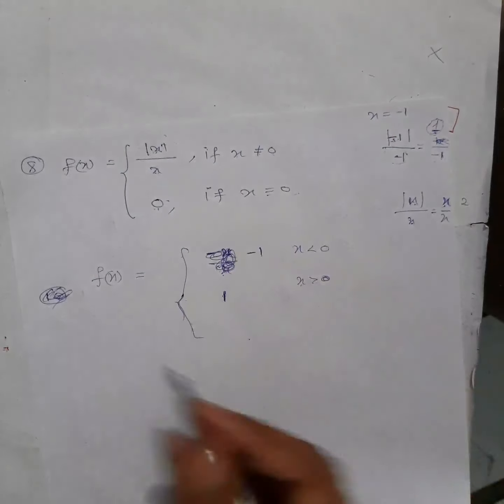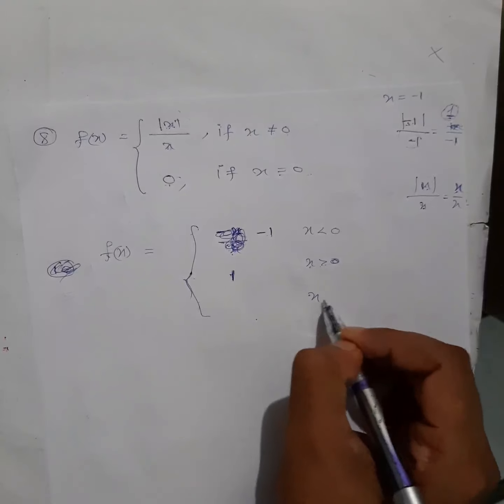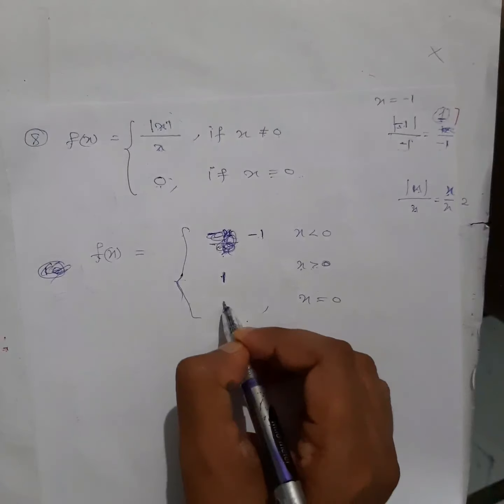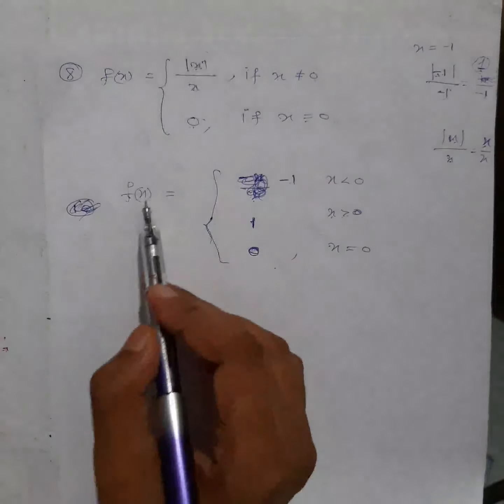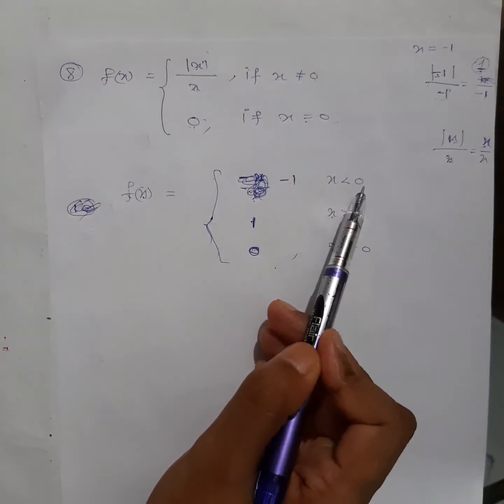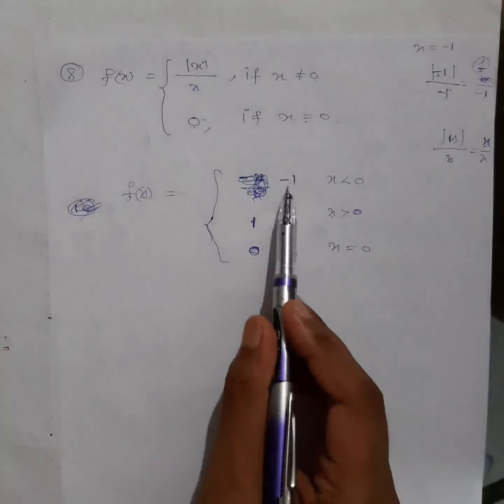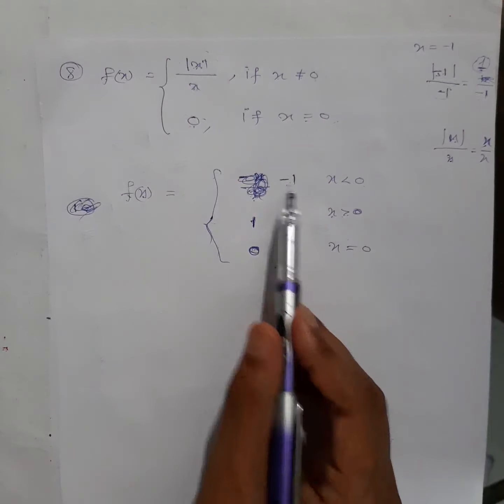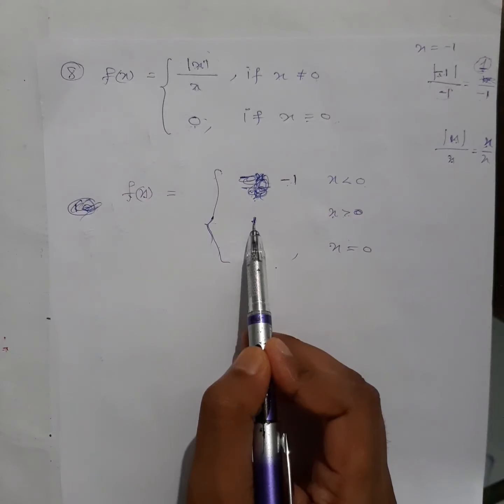So this is C. When you redefine, see how easy the function becomes. x is equal to 0: when you take x equal to 0, your function value will be 0 only. So directly we got the value here. Whatever x you take less than 0, your y value will always be minus 1. If you take greater than 0, your y value will always be 1. And if you take equal to 0, then it will be equal to 0.